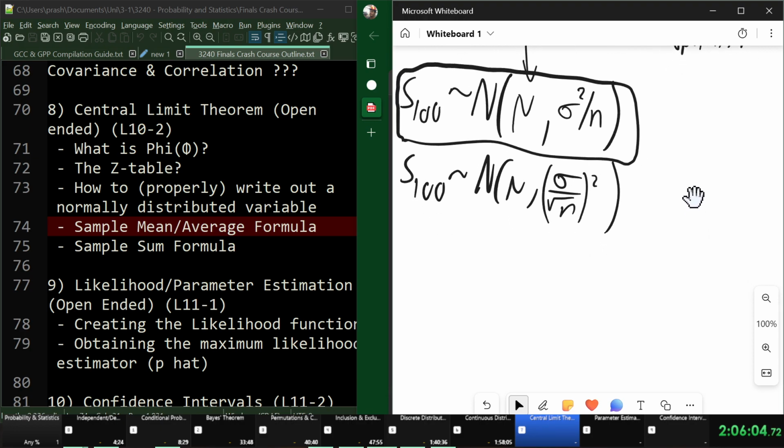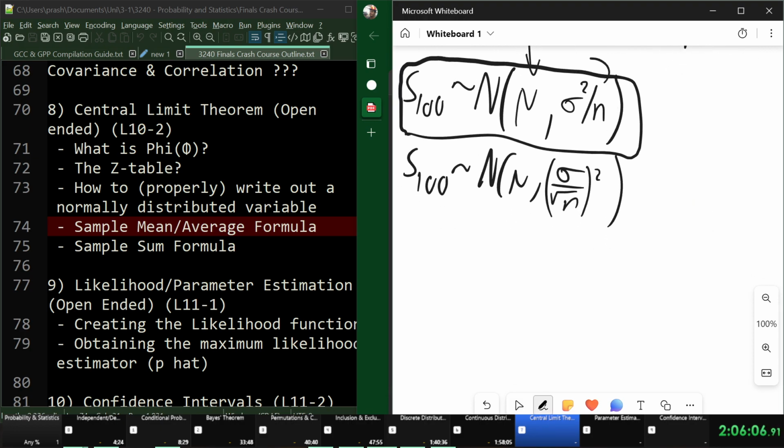Because you have to take note that this number here is variance. And if you need standard deviation, you need to remember to square root this. So up to you, whichever one you learn, but I like this one more, so I just put it there, happy face.